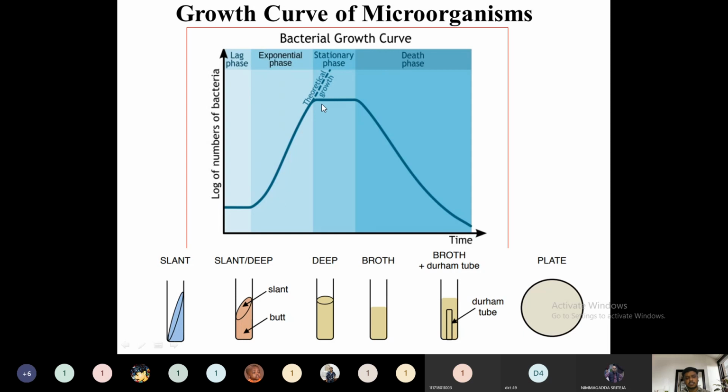The period of exponential growth is followed by this stationary phase, in which the total number of viable cells will remain constant. Whatever cells they have multiplied in the exponential phase will remain constant here. They will neither grow, nor will they multiply. So that phase is called a stationary phase. The duration of the stationary phase varies with the microorganisms and the environmental conditions.